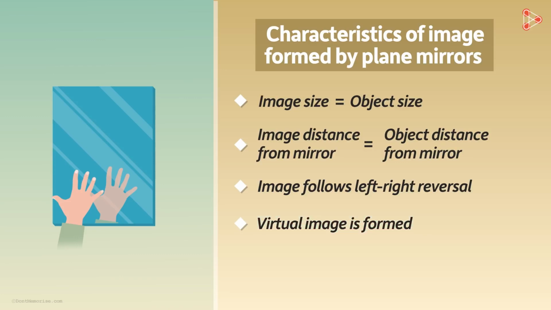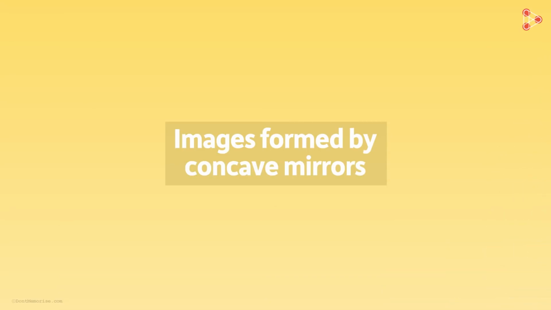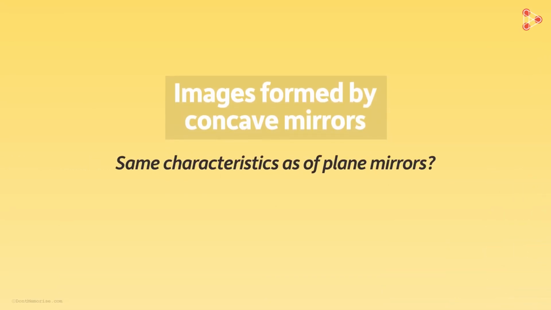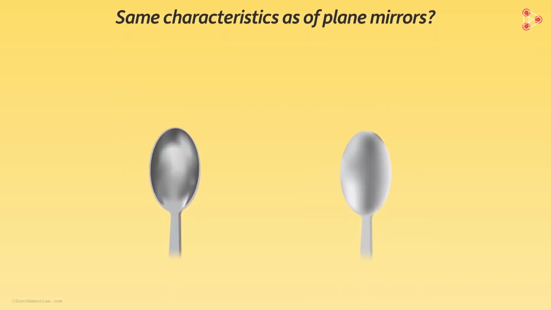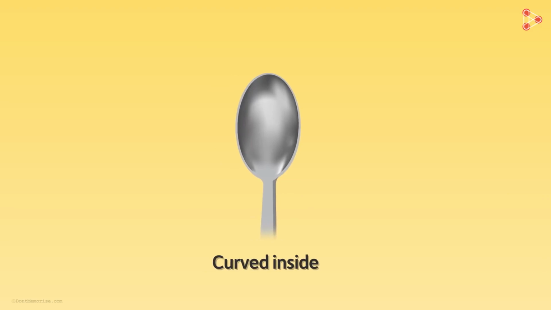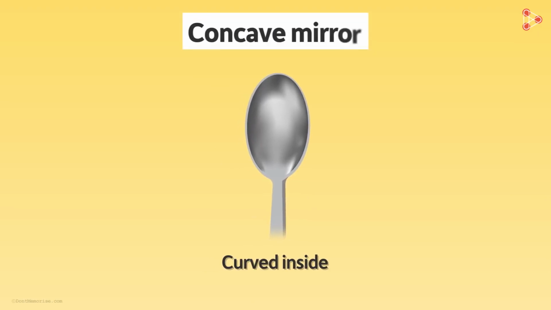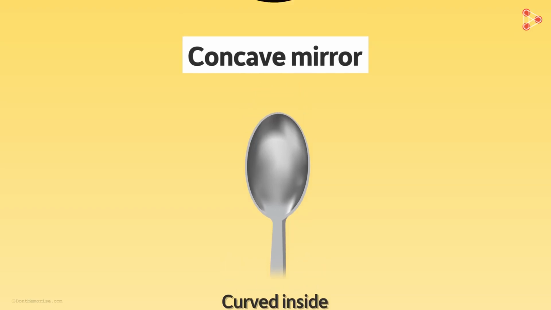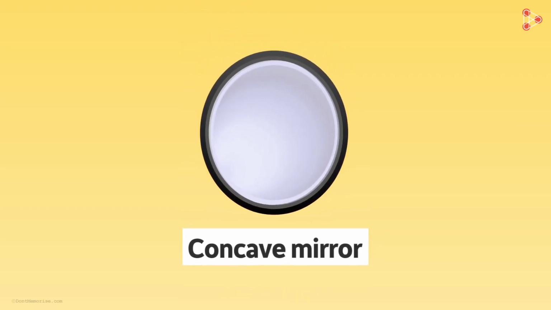So what about the images formed by concave mirrors? Do they have the same characteristics? You all must have seen the reflection of your face in a spoon. Spoon has two smooth surfaces, one curved inside and the other curved outside. However, it is not perfectly spherical. For ease of understanding, we can consider the reflecting surface which is curved inwards as a concave mirror. I will show you how the image appears, but using an actual concave mirror and not a spoon.